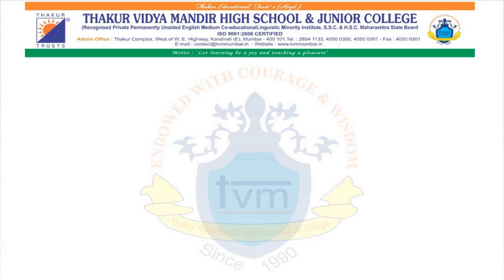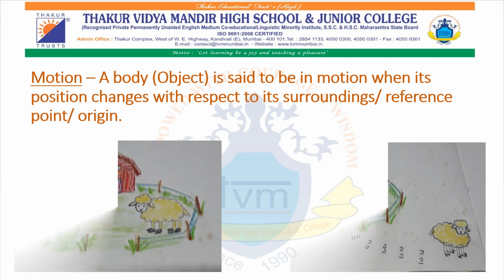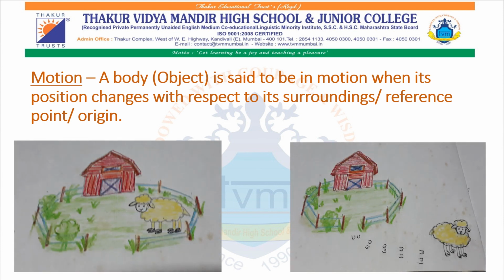Motion: change of position of an object. Let us see the definition in detail. A body or object is said to be in motion when its position changes with respect to its surrounding or a reference point or origin. So in the following figure, you can make out easily.